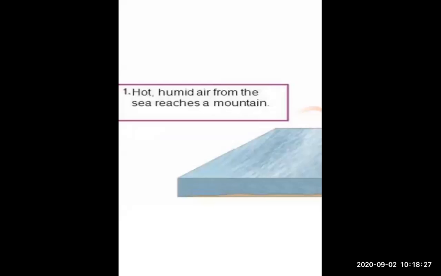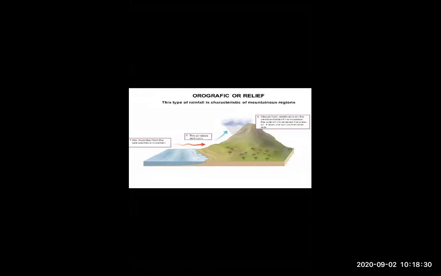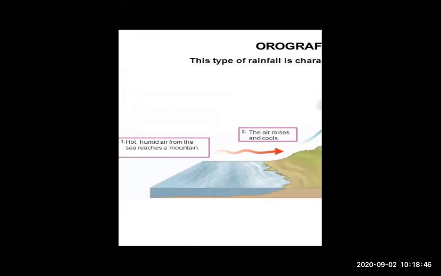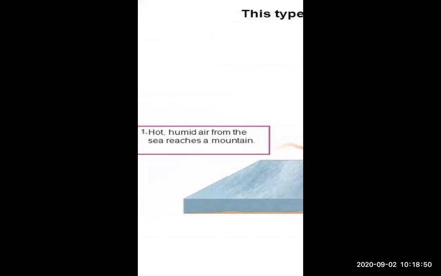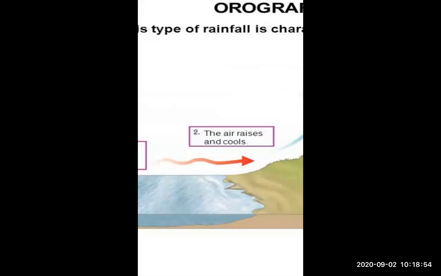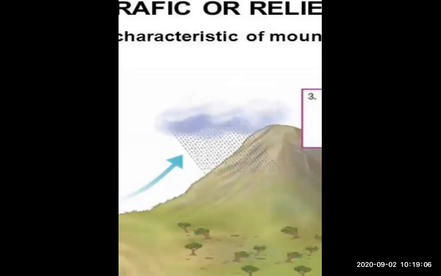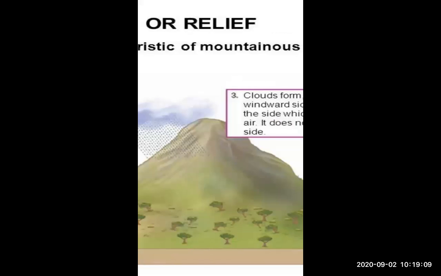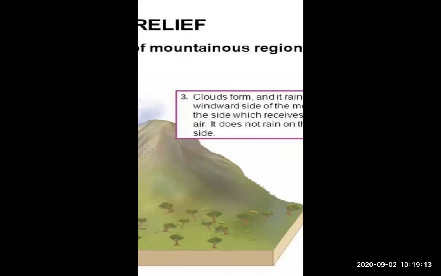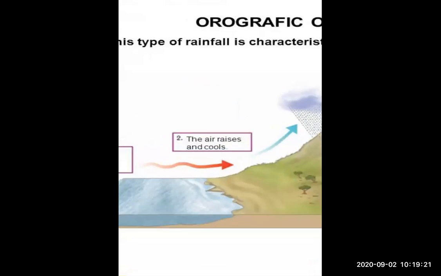When hot and humid air from the sea reaches a mountain, the air rises and cools. Look at this. Here the air rises and gets cool, and it forms a cloud over there. Because the cloud forms, it started raining.